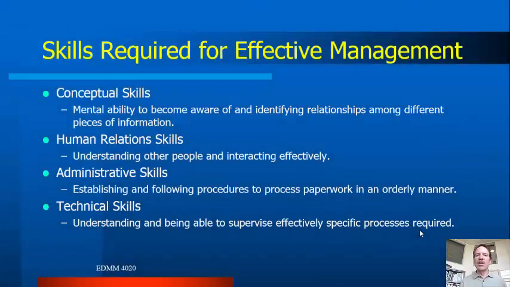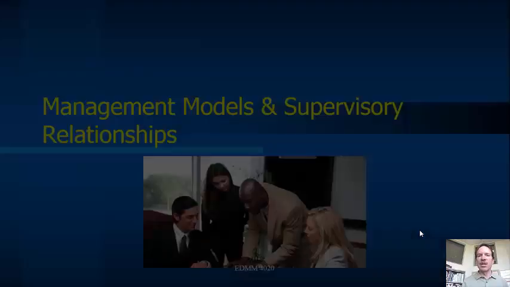And here are those skills again. There are different types of skills required for effective management. Conceptual skills help you identify the mental ability, becoming aware of and identifying relationships among different pieces of information. To be an effective supervisor, you need to have good human relations skills, understanding other people, good administrative skills, managing, again, the paperwork or the electronic version of that paperwork, and of course the underlying technical skills so you can have intelligent conversations with your employees and so you can vet ideas and get improvements in place.